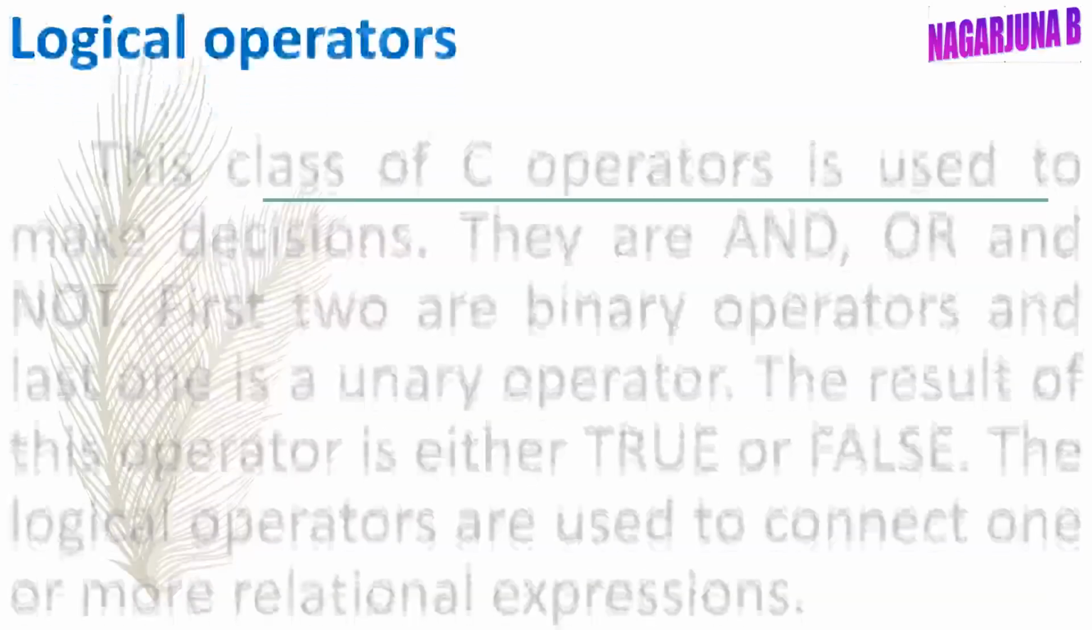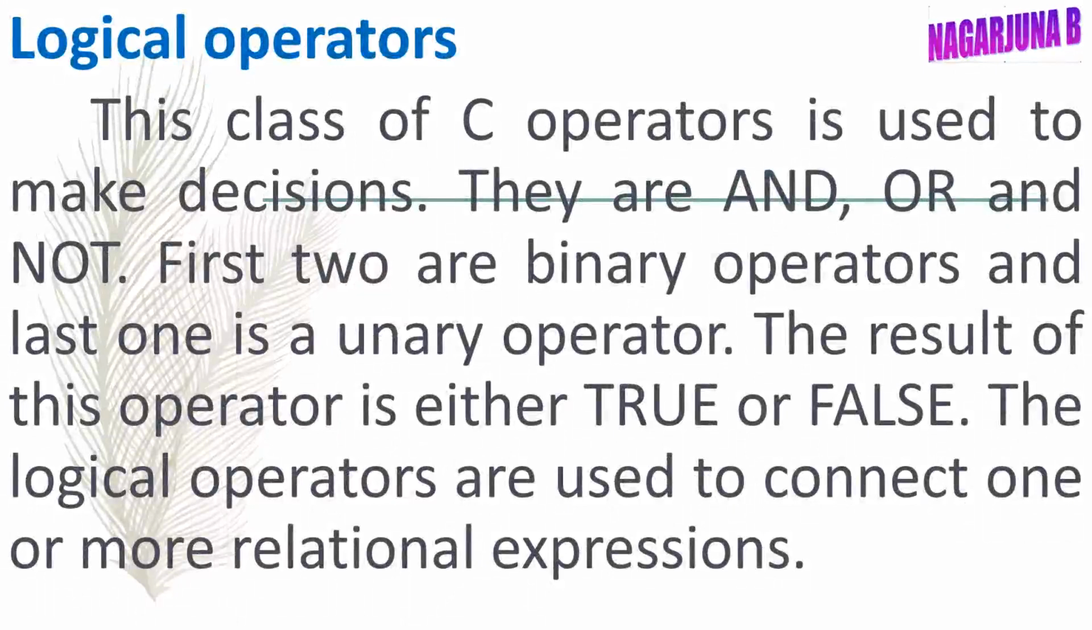Logical operators. This class of C operators is used to make additions. There are three types of logical operators, namely AND, OR, NOT. The first two are binary operators and the last one is a unary operator. That is, AND and OR are binary operators, NOT is a unary operator. The result of all these operators will be either true or false. The logical operators are used to connect one or more relational expressions. For example, A greater than B and A greater than C.